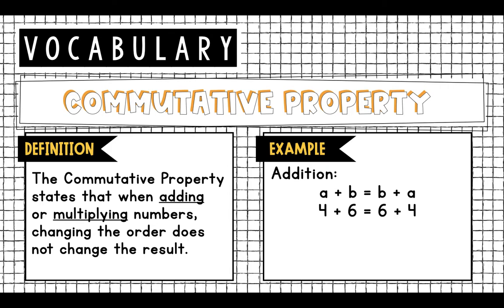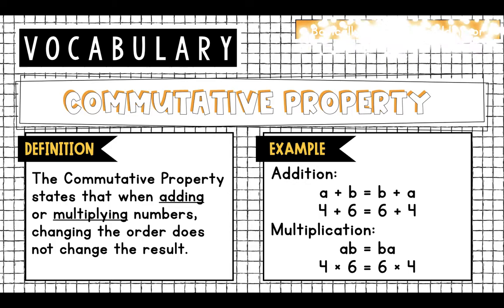This also is true for multiplication. So a times b equals b times a. Remember, whenever you have a variable squished up next to another variable or a constant, that means that we're secretly multiplying. So this means that we have a times b, and this is b times a. If we want to plug in those same values, this means that 4 times 6 equals 6 times 4.